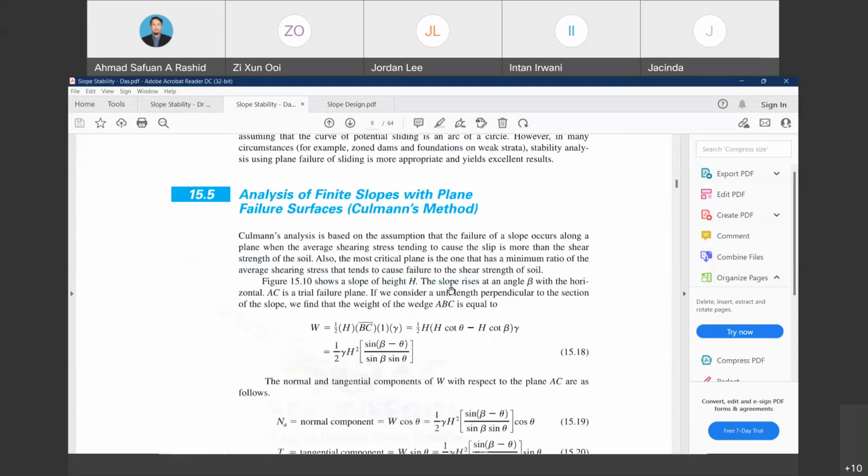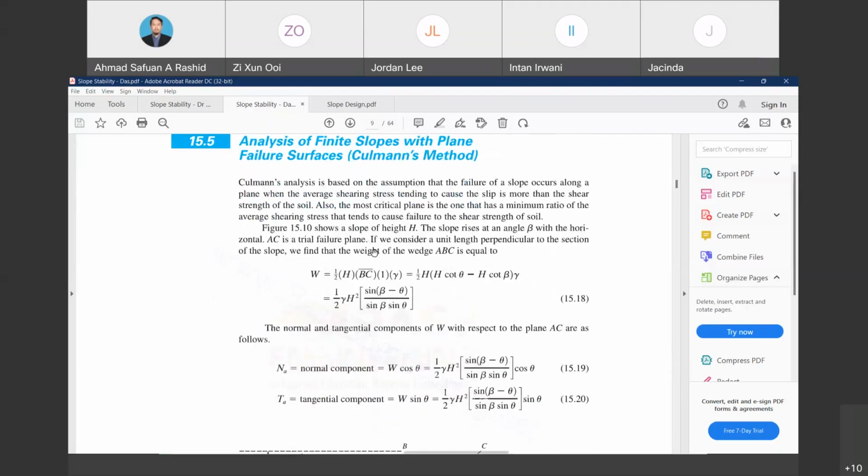So now we look at Das. They call it the Culmann method, on this plane failure surface. So actually, Culmann also proposed a method to determine the stability of a retaining structure by using a graphical method.